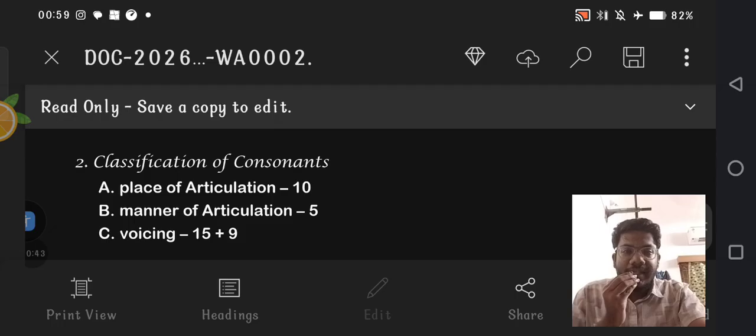So here, classification of consonants. There are three major categories under which consonants are classified. Place of articulation. Again, I don't know why I made these errors. It's the capital P, capital M and capital V. Kindly do make note of it. Under place of articulation we have 10 subcategories. Then manner of articulation, under which we have 5 subcategories. And voicing, which categorizes the 24 consonant sounds as 15 voiced and 9 unvoiced speech sounds.